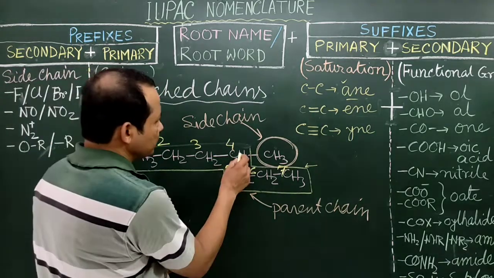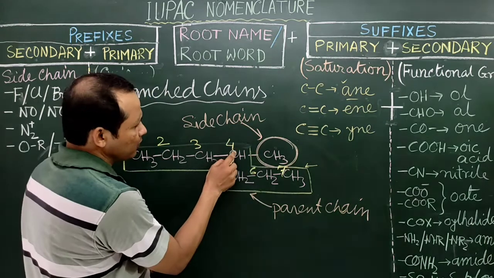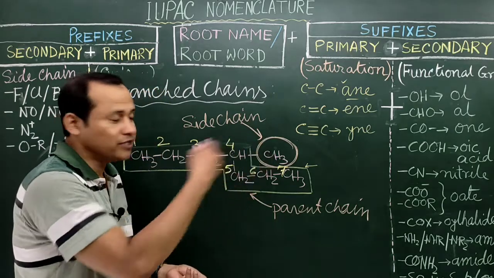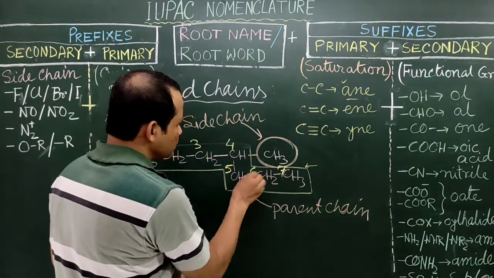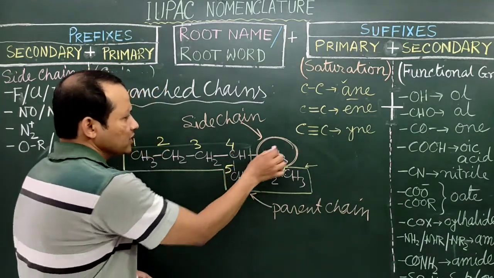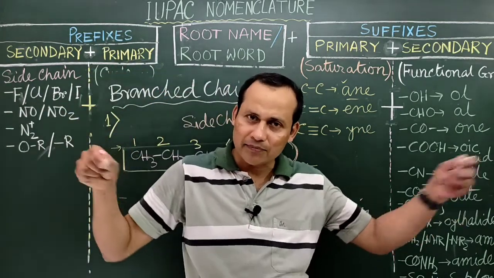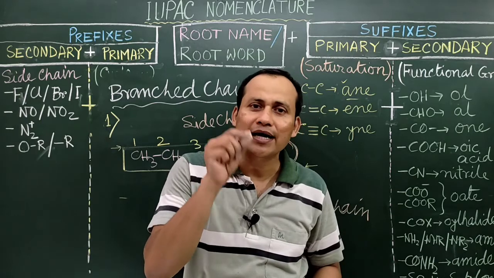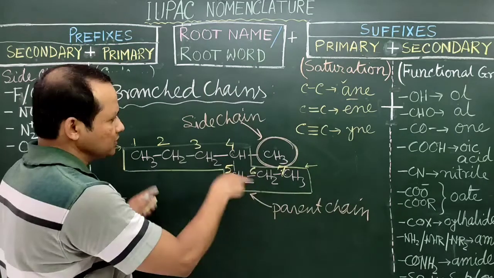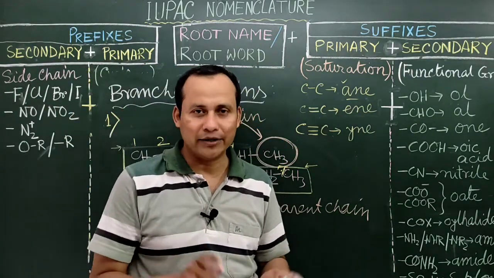And one more important thing, the side chain, that is CH3 group, is linked to this carbon, which is 4 from left. Now let's see what happens if we proceed from right. 1, 2, 3, 4. So again this is on 4. So since this side chain is coming on 4th carbon atom from either of the sides, you can give the numbering from any side, from left side or from right side. So this is the proper way of giving the number to the carbon atoms.